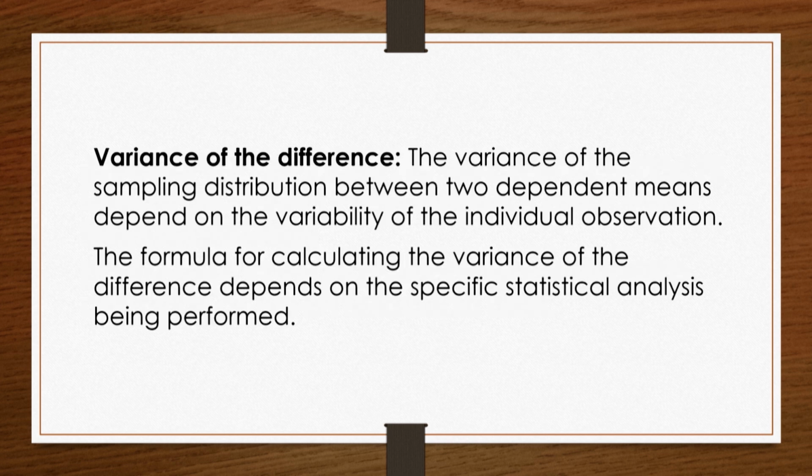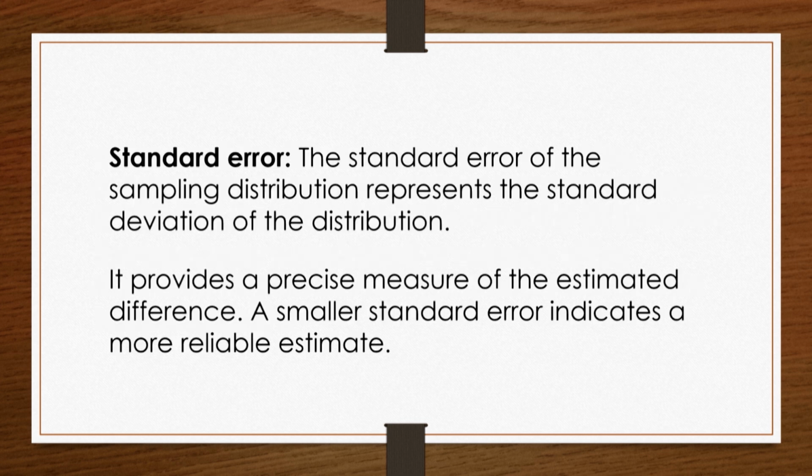Variance of the differences. The variance of the sampling distribution between two dependent means depends on the variability of the individual observations. The formula for calculating the variance of the difference depends on the specific statistical analysis being performed. The standard error. The standard error of the sampling distribution represents the standard deviation of the distribution. It provides a precise measure of the estimated differences. A smaller standard error indicates a more reliable estimate.